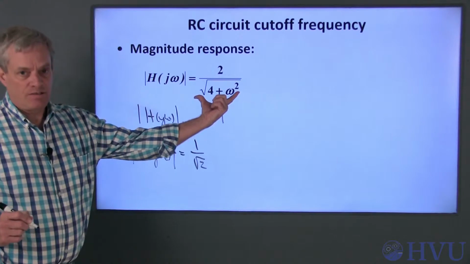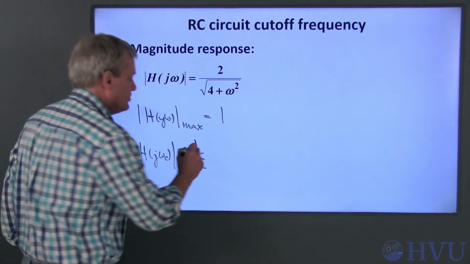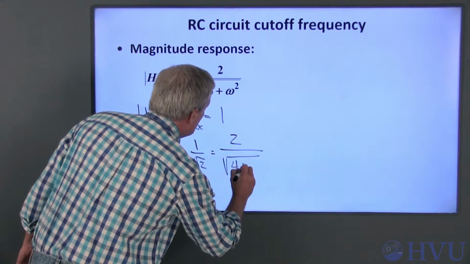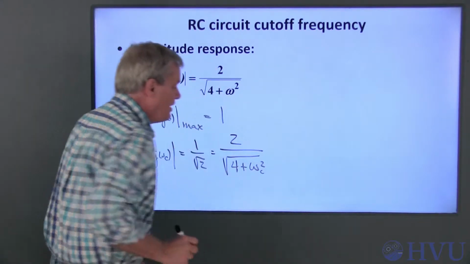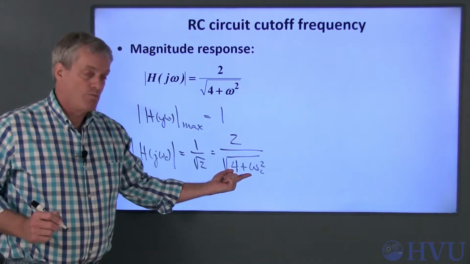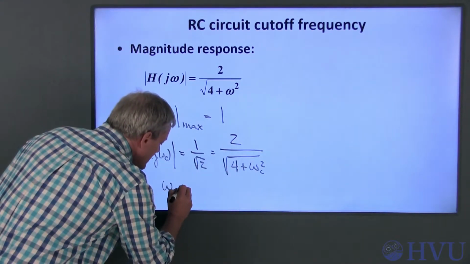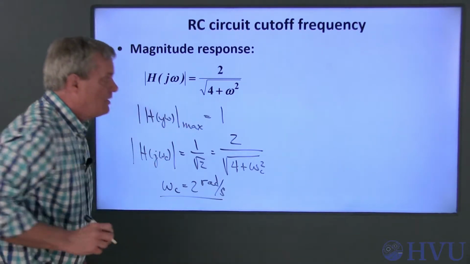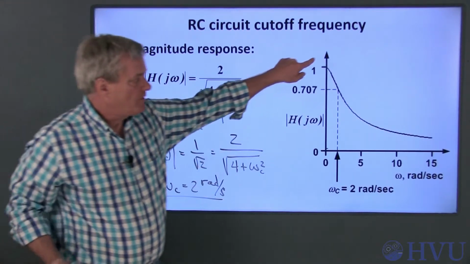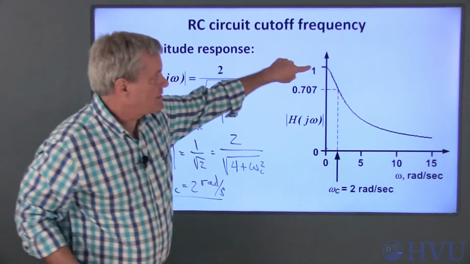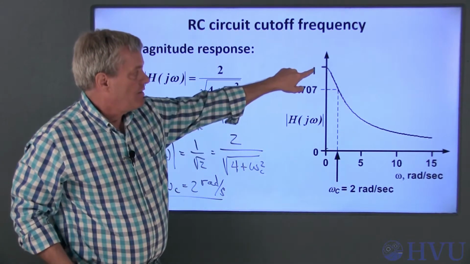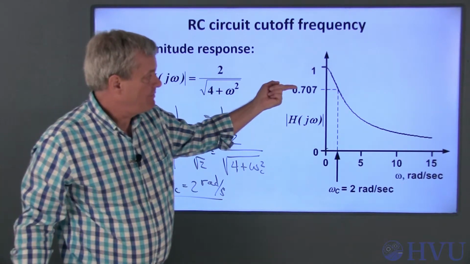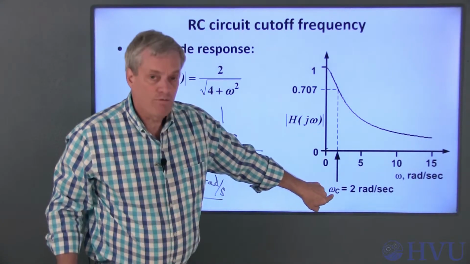This is equal to this function evaluated at omega equals omega sub c. So that's 2 over the square root of 4 plus omega sub c squared. If I solve this expression for omega sub c, I get that omega sub c is 2 radians per second. So graphically, this was our magnitude response. The maximum value was 1. The value at the corner frequency was 1 over root 2, which is about 0.707, which gives us this corner frequency.